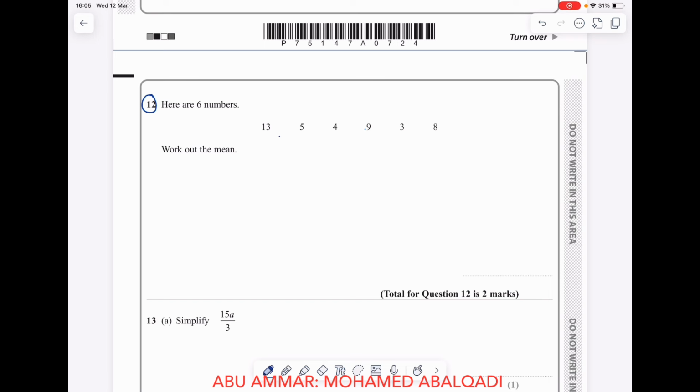Question 12 says, here are 6 numbers: 13, 5, 4, 9, 3, 8. Work out the mean. Now, to work out the mean of all these numbers, we have to add all these numbers together and divide by the number of numbers. So it will be 13 plus 5 plus 4 plus 9 plus 3 plus 8, divide by the total number of numbers. So 1, 2, 3, 4, 5, 6, divide by 6.